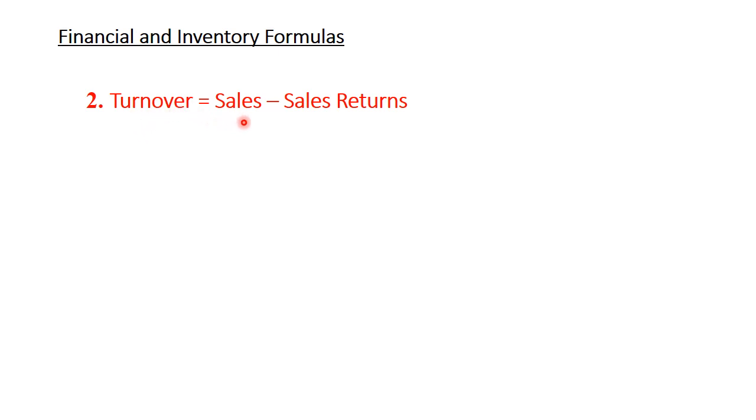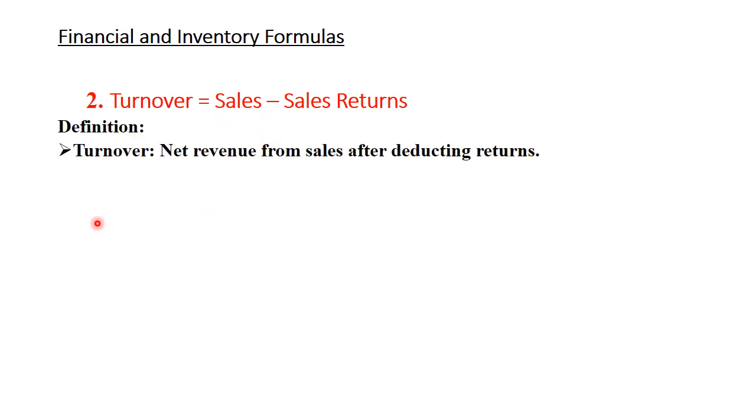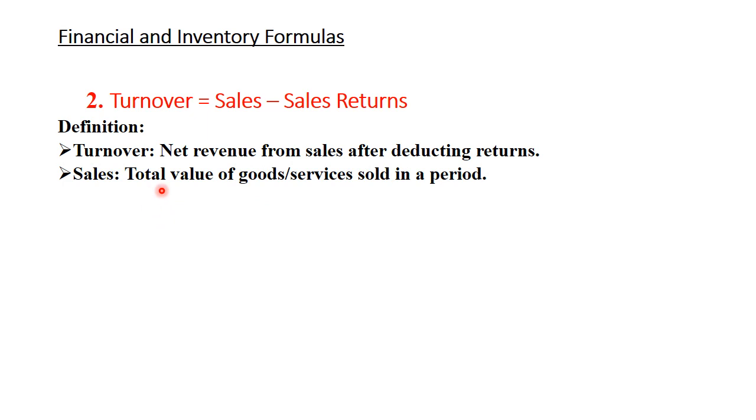So turnover is sales minus sales returns. If you look at definitions, turnover is net revenue from sales after deducting returns. The actual money you make from sales, that is net turnover. So what are sales? Sales are the total value of goods or services sold in a period. So maybe you've sold items and the amount sold is 100 kwacha. That's not your turnover. That is sales.